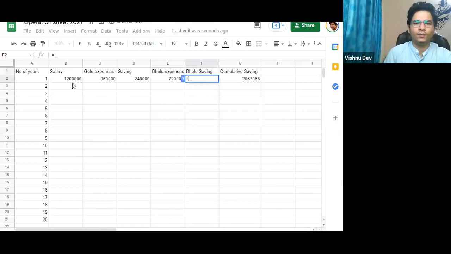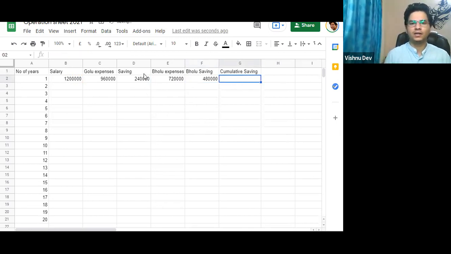Everyone, I hope all of you understood this. Golu's saving would be 12 lakh minus 7 lakh 20,000, which is 4 lakh 80,000. Yes or no? Tell me, anyone have any doubt till this point? This is clear, right? Okay. Now, this is for 1 year.